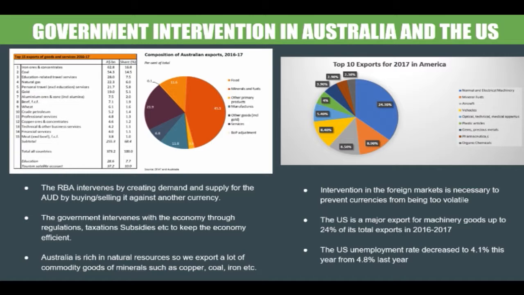The government in America intervenes with the economy as it helps prevent the economy from being too volatile and makes sure that the USD stays stable and does not fluctuate constantly. The US is a major exporter of machinery goods, of up to 24% in 2016 to 2017 exportation. Much of the increase in exportation is due to increased employment, as the unemployment rate has decreased from 4.8% in 2017 to 4.1% in 2018.